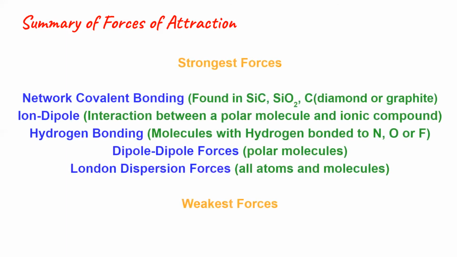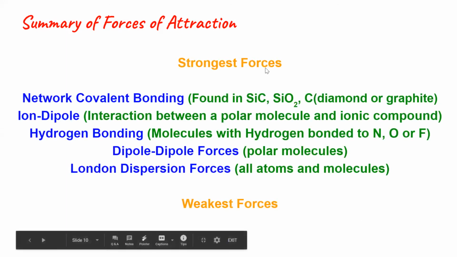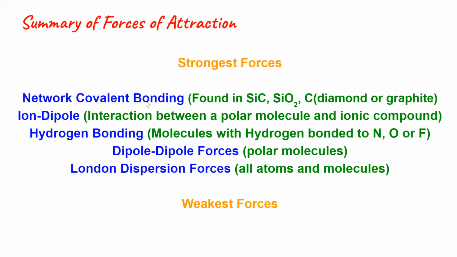Okay. On this very last slide of the presentation, I wanted to go over and summarize for you the different forces of attraction and how strong or weak they are. So we're going to start by looking at the strongest forces here at the top. As we just mentioned, network covalent bonding is going to be the absolute pinnacle of that. So this is where we see very high melting and boiling points in carbon, things such as diamond and graphite.